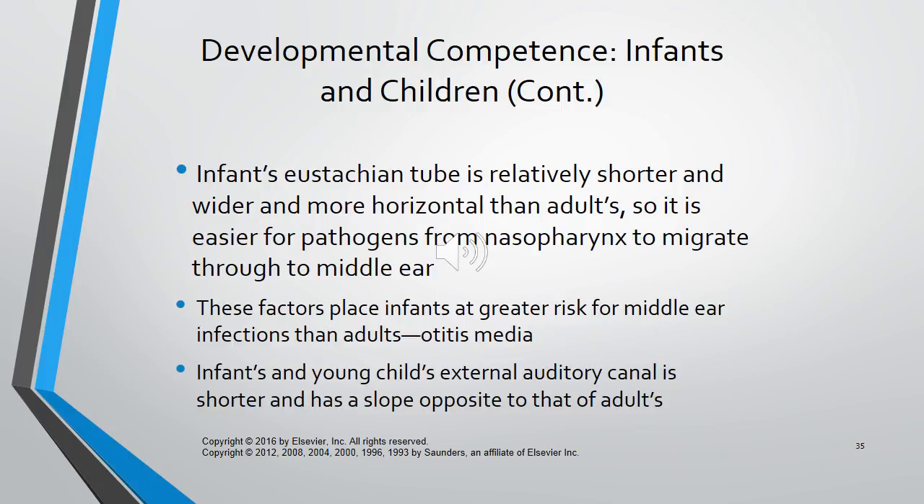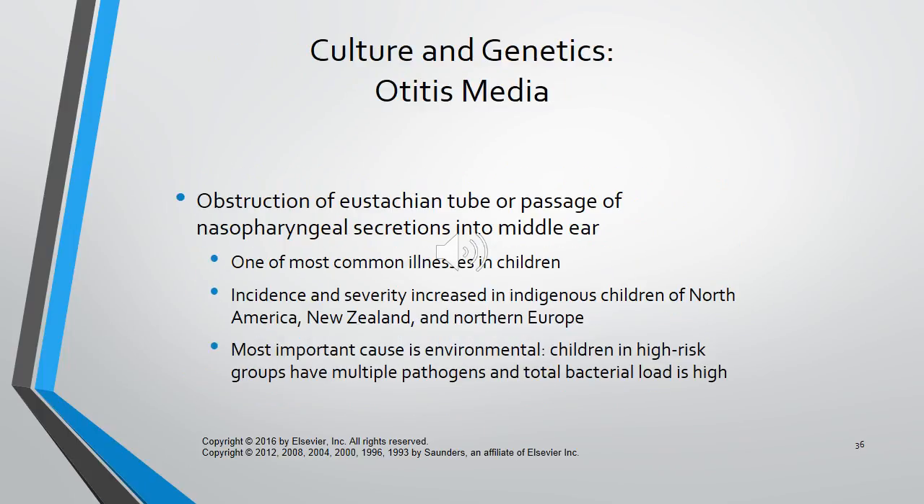So, some special considerations with children. An infant's eustachian tube is relatively shorter and wider, so it's easier for them to develop infections of the middle ear. Otitis media is one of the most common illnesses seen in children. The most important cause is environmental. Children in high risk groups are exposed to multiple pathogens and total bacterial load is high. You see your highest incidence and severity in children in North America, New Zealand, and Northern Europe.